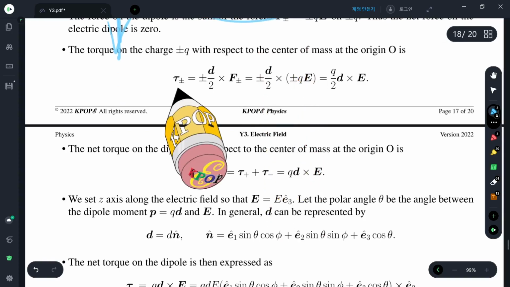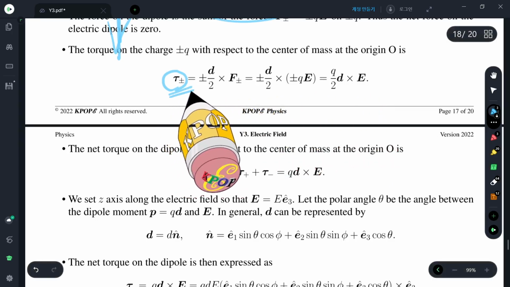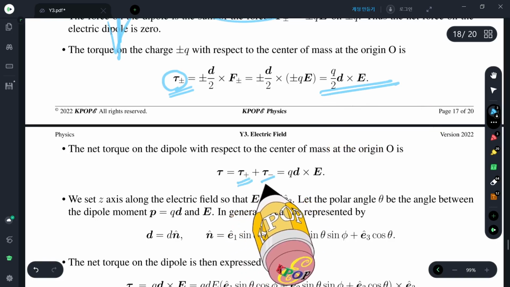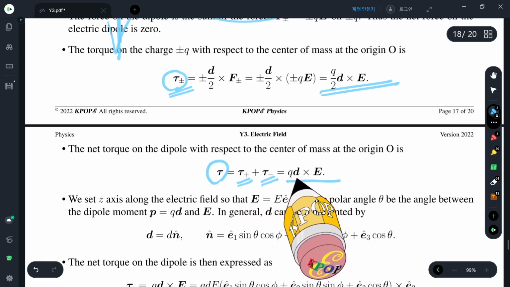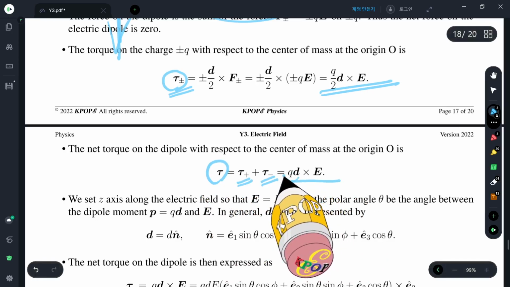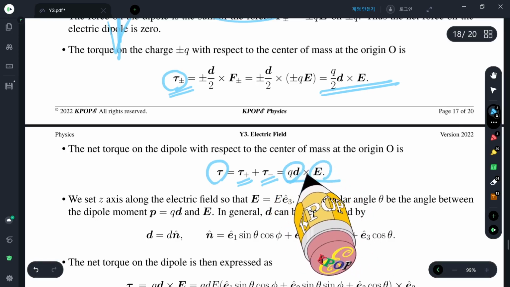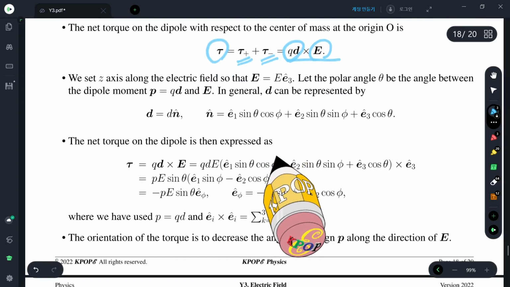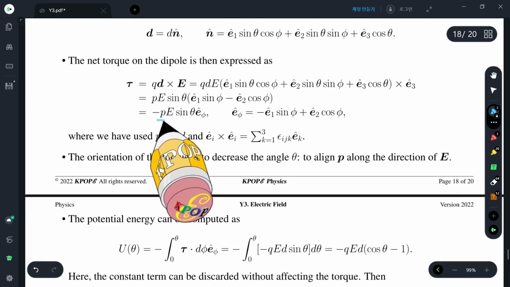So we can compute the torque on the positive charge and the negative charge. Both of them have the same contribution. So the sum of the two contributions to the net torque is the electric dipole moment multiplied by the electric field. It is not a simple multiplication, it is a cross product. As a result, you end up with this relation.